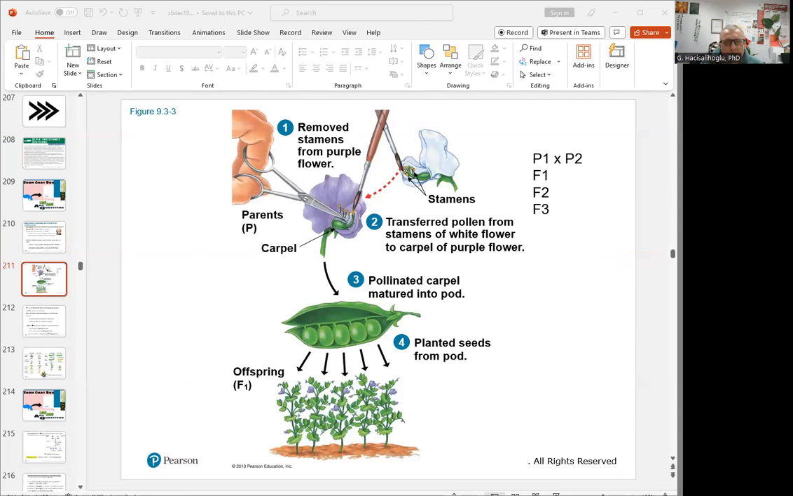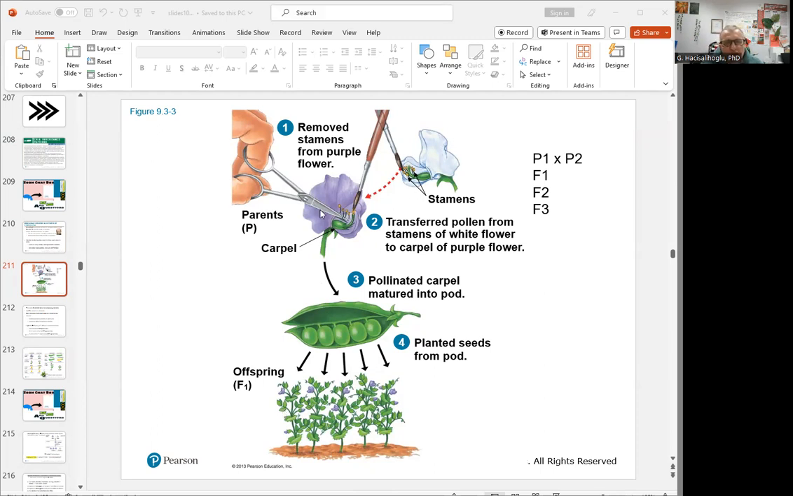You can see a typical cross, pollination and fertilization. You have 2 parents, P1 and P2. You cross them, and the first generation is called F1. Then if you cross F1 with another F1, you get F2. You can keep going like that.